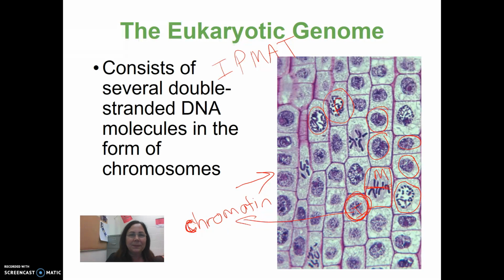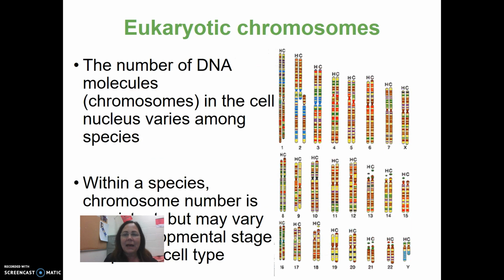prophase, and metaphase. So the eukaryotic genome consists of chromosomes. Eukaryotic cells, remember, are cells that have a nucleus, and the domain eukarya consists of fungi, protista, plants, and animals. And we know that humans have 46 total chromosomes, and other organisms have different numbers of chromosomes. The number of DNA molecules or chromosomes varies among species, and within a species, the chromosome number is very consistent.